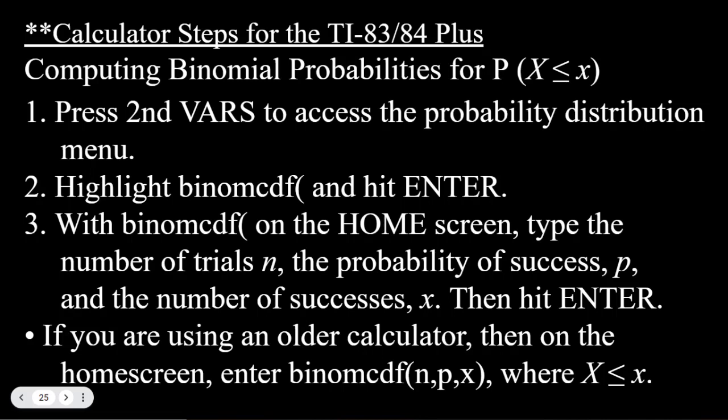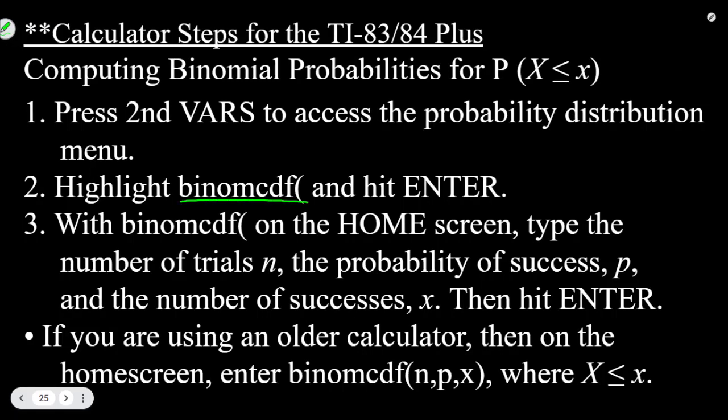The first step, again, press second variables to access the probability distribution menu. But this time we're going to enter the binomial CDF, which stands for binomial cumulative distribution frequency. And if you remember that word cumulative from earlier, it means we're going to add up everything that's less than or equal to a certain value. And then we'll hit enter.